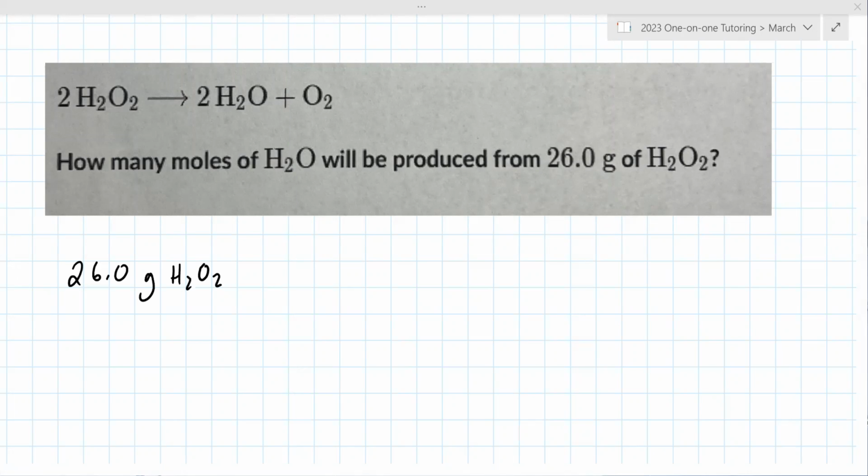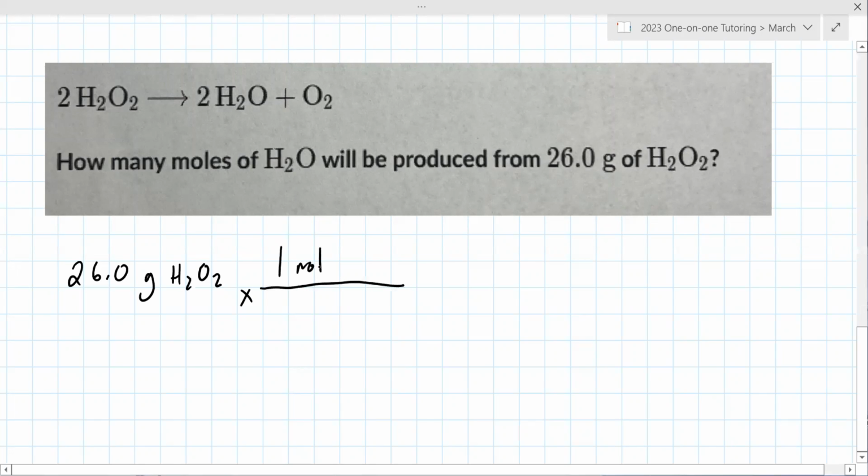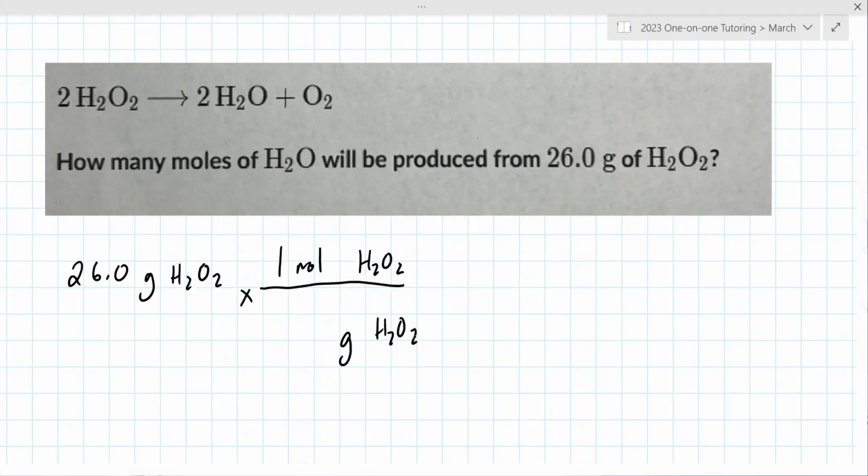Times, so what are you going to do here? Times 1 mole of water H2O over, nope, can't do that. You've not converted this to moles yet. So it's 1 mole H2O2 over grams in H2O2. Okay. So 34 grams H2O2. Yes.